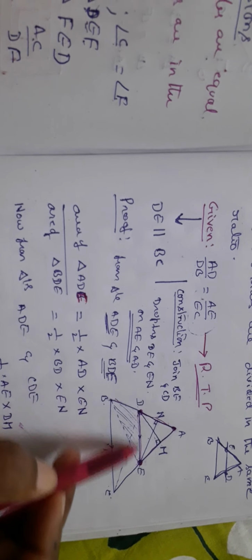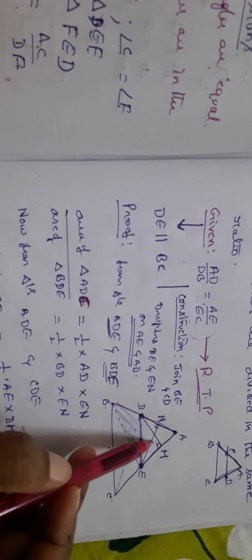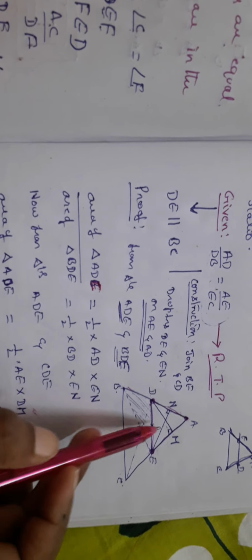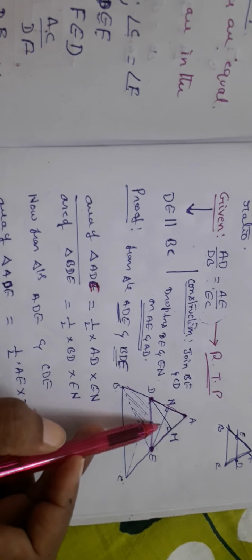Please, don't get confused on this part. Don't say, ma'am, this is outside the triangle. Yes, altitudes can be outside the triangle.